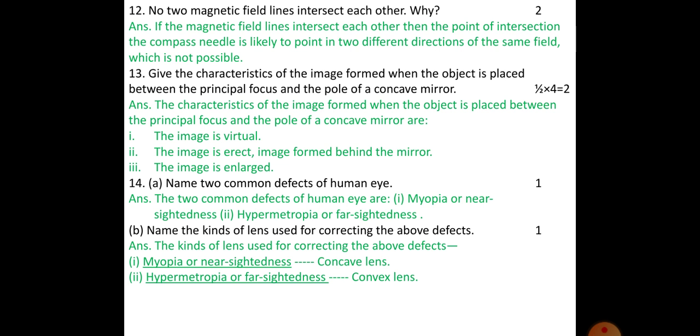Name 2 common defects of human eye. The 2 common defects of human eye are number 1, myopia or nearsightedness, number 2, hypermetropia or farsightedness. Name the kind of lens used for correcting the above defects. For myopia we have to use concave lens, and for hypermetropia we have to use convex lens.